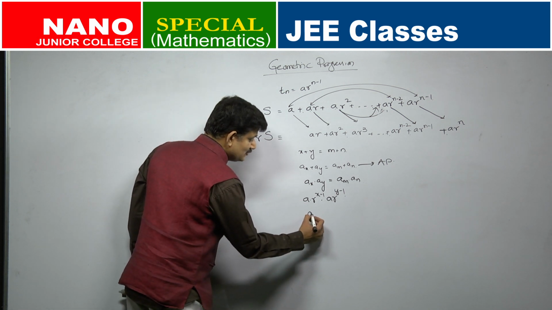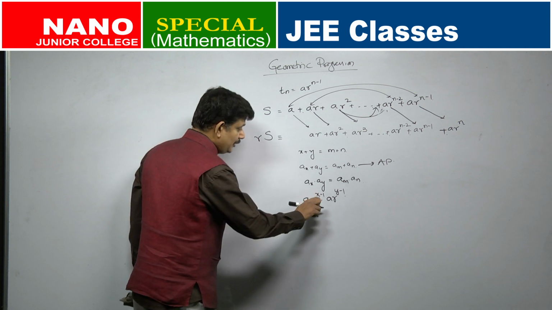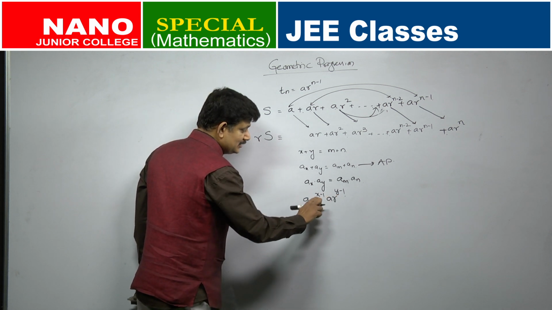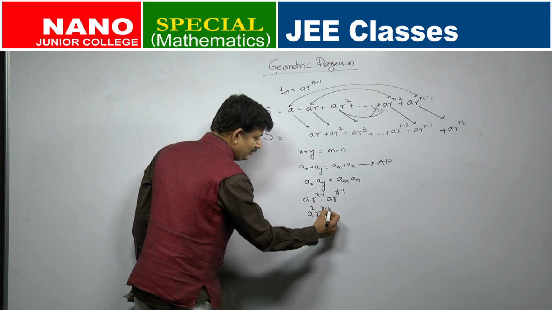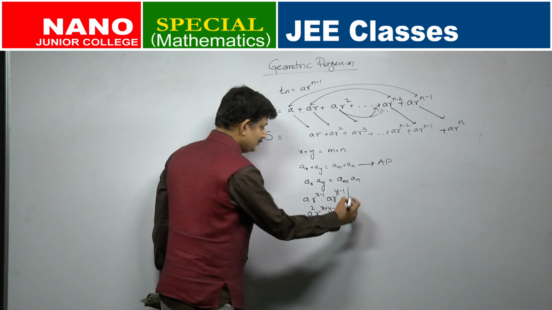So, what will be your LHS? What is it getting simplified to? A into A is a square, r power, on multiplication you can add the powers, x plus y minus 2. Let us see what the RHS will get simplified to.